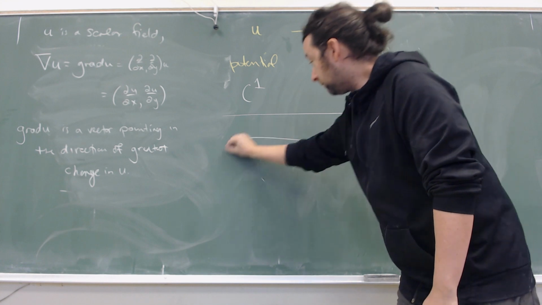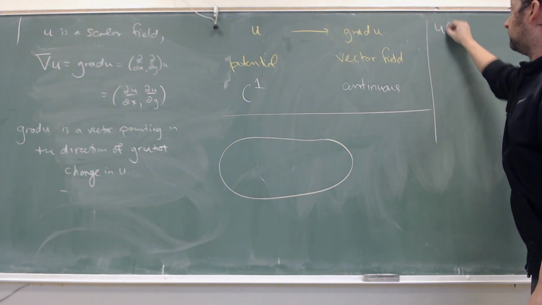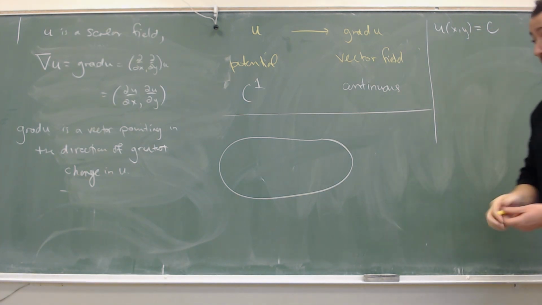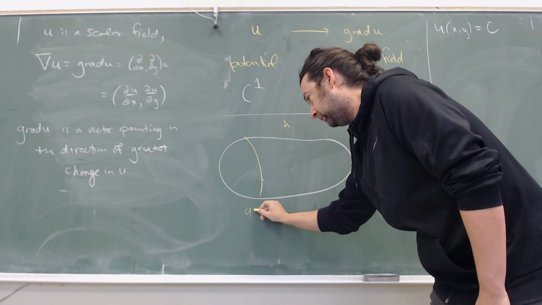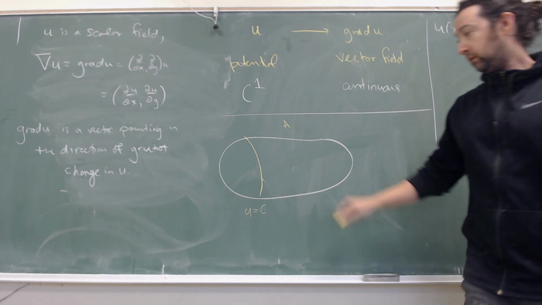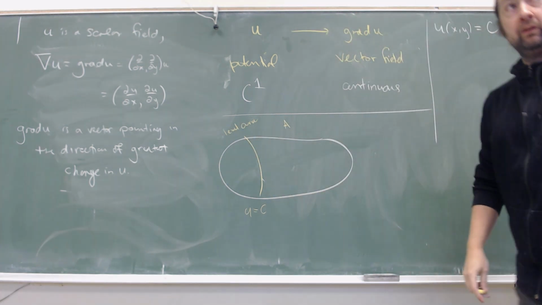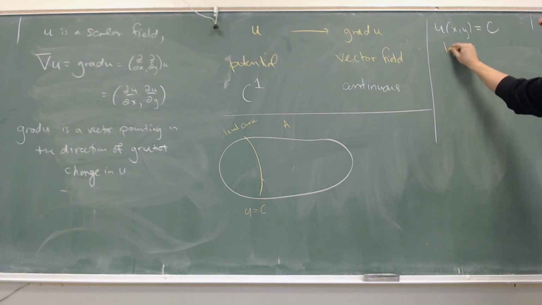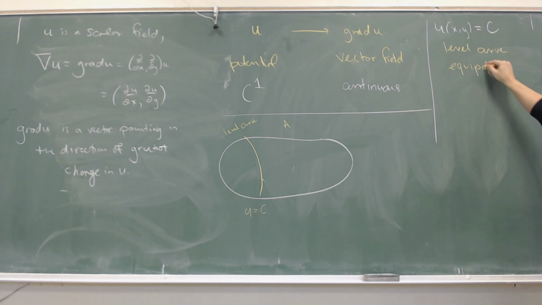Potential functions have what are called level curves. So if I took my scalar function u of x and y, and I set it equal to some constant, that's going to give me a curve, say this is the set A. There's going to be some curve inside here where u is equal to some constant c. And these guys are called level curves. In many contexts, they're called equipotentials, is another word that you may have seen in different contexts.